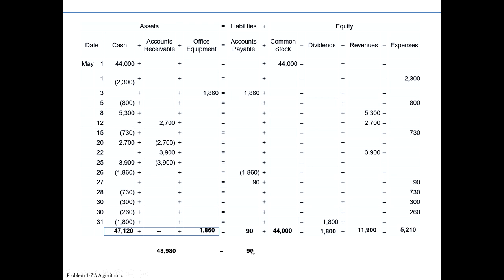Our liabilities are only $90, but our equity, if we take our common stock of $44,000 minus our dividends of $1,800, because dividends take away equity, plus our revenue of $11,900 minus our expenses of $5,210. Again, expenses take away from equity. Our total equity is $48,890. $48,890 plus $90 in liabilities equals our assets of $48,980, and we are in balance. Our next video is going to get started with our financial statements.